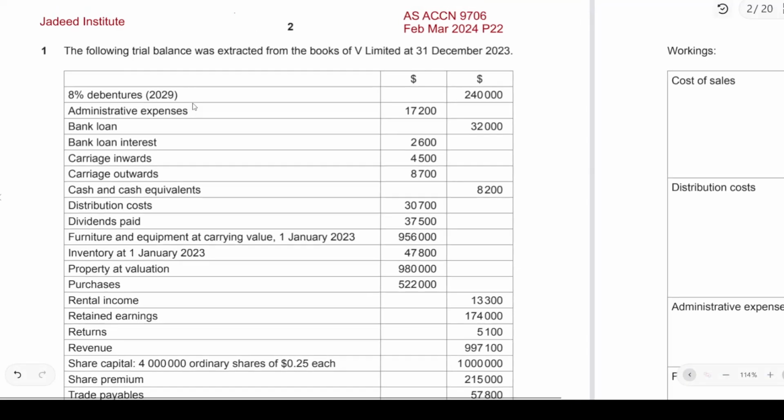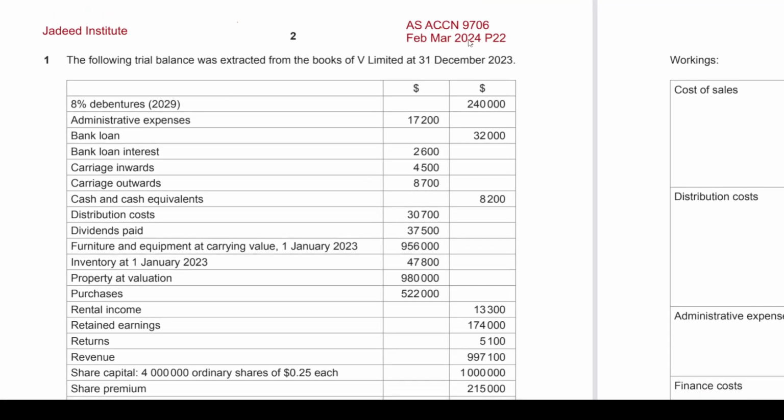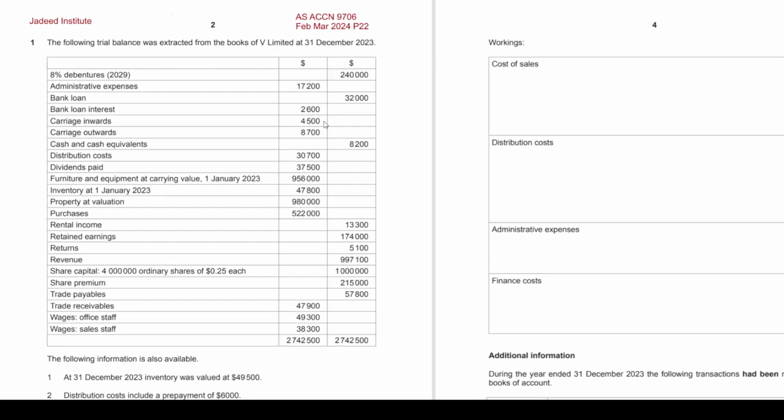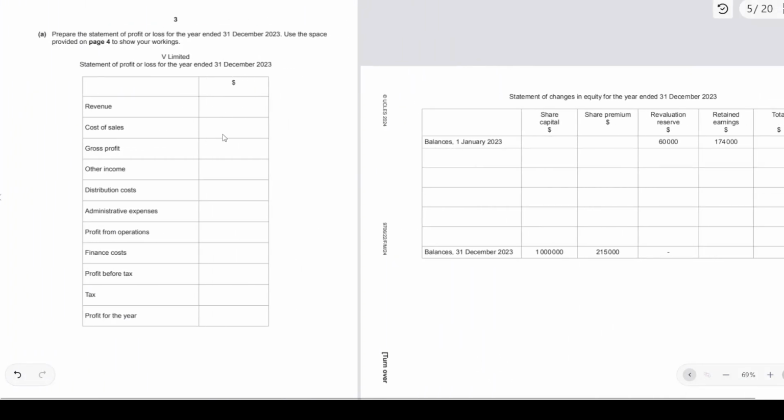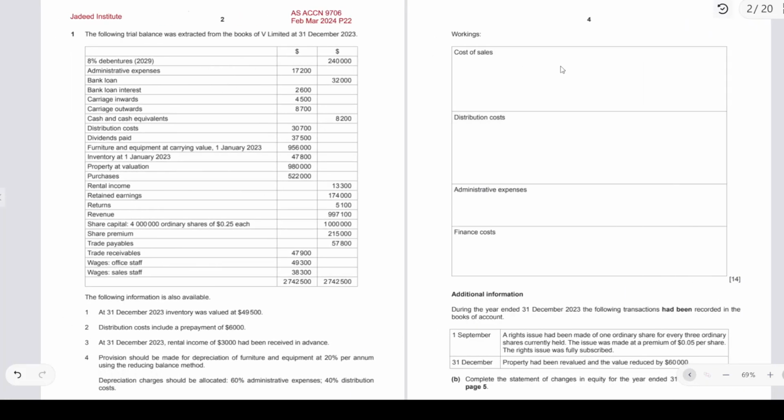Hi there. We're solving AS Accounting paper 2 from February March 2024. One thing I've done here is I've moved around page number 3 and 4 because on page 4 you have to do the workings. So I've just moved this before page 3, so that I can first show you the workings, and then I'll flip it back again and put it into that sequence.